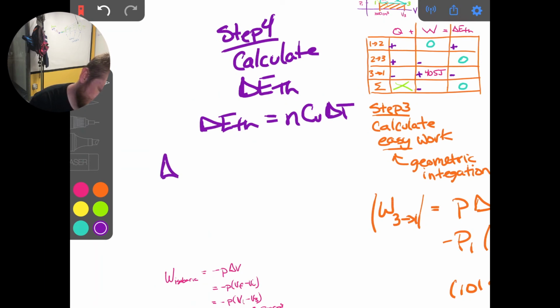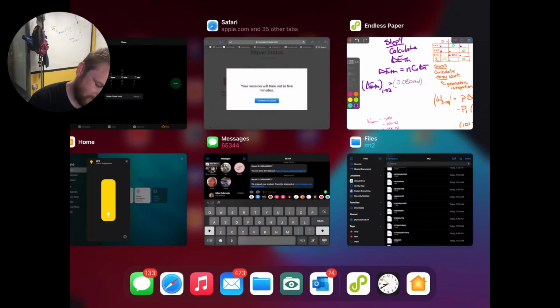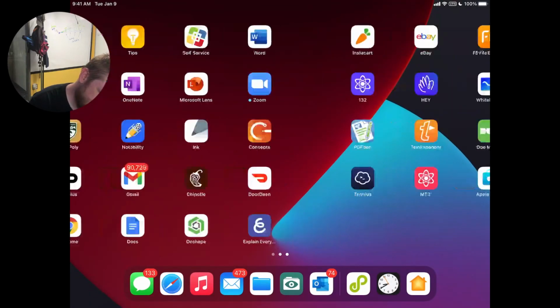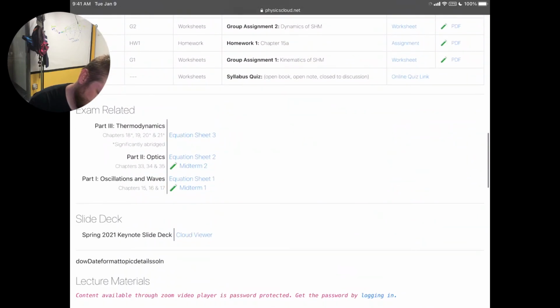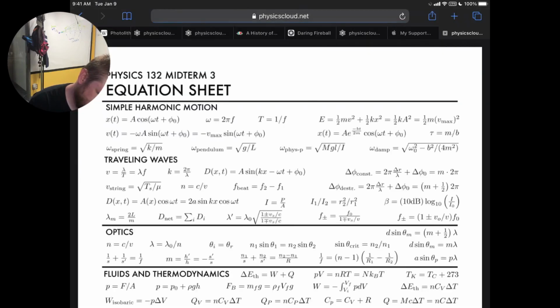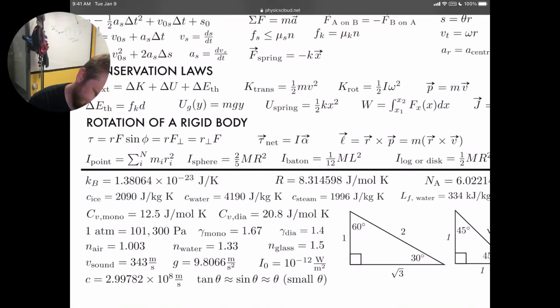And so we can go ahead and calculate what the change in the thermal energy is going to be. So the change in the thermal energy from 1 to 2 is going to be equal to the number of moles, which is 0.030, times CV. Now this is on our equation sheet. We can go ahead and pull that up. So we have CV for monatomic and CV for diatomic. Helium is not He2, it's just He, so it's monatomic, so we're going to use 12.5 joules per mole Kelvin.